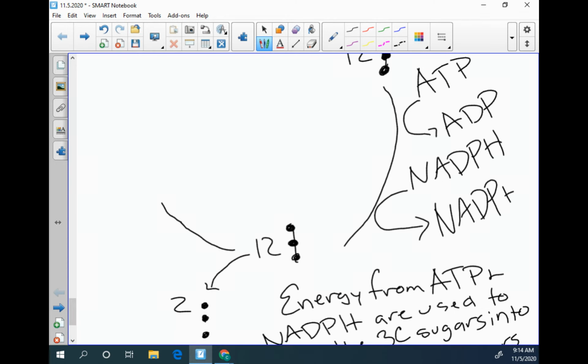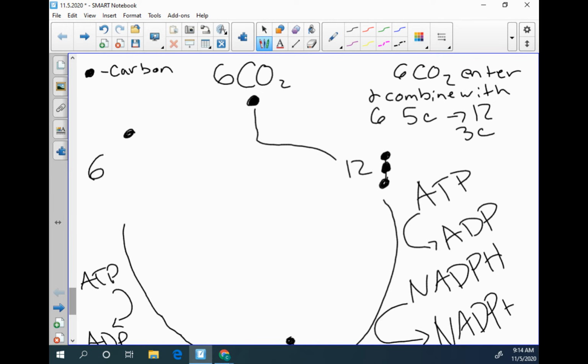But the rest, the other 10 of these, we're going to use more ATP. We're going to get ADP back. And we're going to get 6 5-carbon sugars. And those 5-carbon sugars are going to combine with those 1-carbon sugars and create 12 3-carbon sugars. And the cycle restarts.